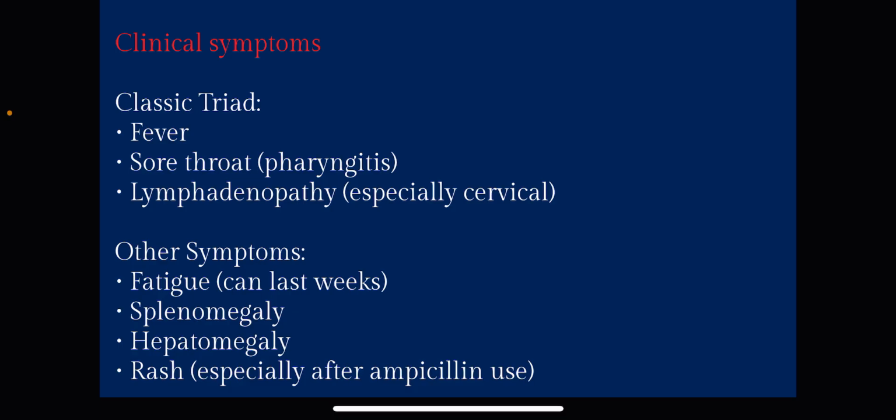The classical triad includes fever, sore throat which is due to pharyngitis, and lymphadenopathy, especially where the cervical lymph nodes are involved. The other symptoms are fatigue, splenomegaly, hepatomegaly, and rash. The rash is seen especially after the use of the antibiotic ampicillin.